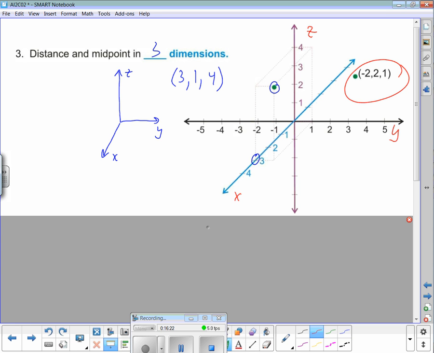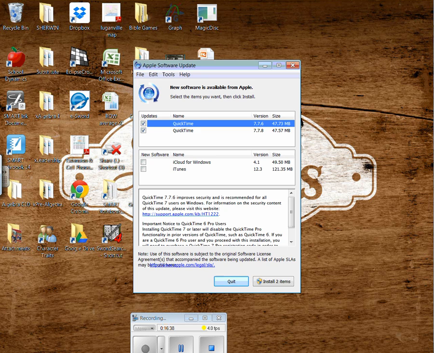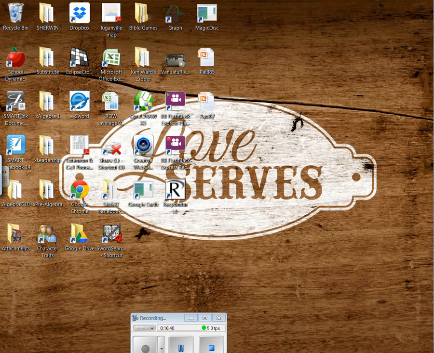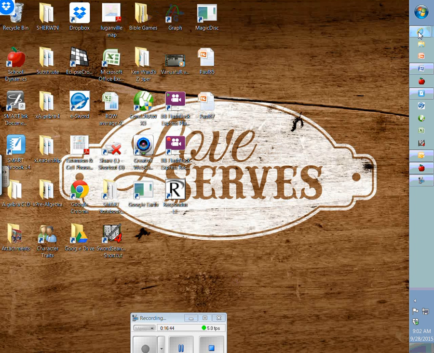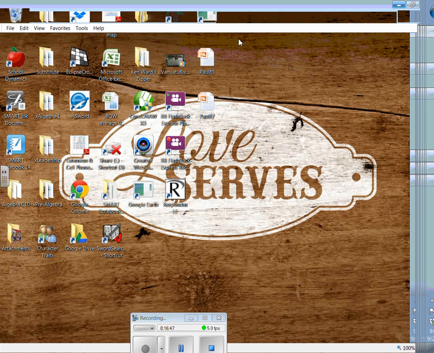How in the world do you come up with -2, 2, 1 on that? Well, I'm telling you, figuring out the coordinates of the point is interesting to say the least, and a little bit mysterious. I will not give you a problem where I'll say, give me the coordinates. I won't do that. I don't know if you're going to get one on an ACT or SAT. I doubt it, because it's just too odd and strange.